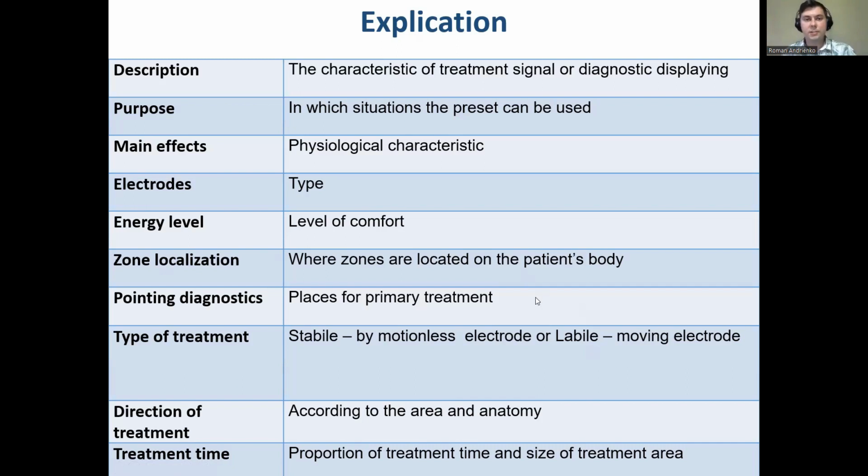So easy to understand. And there will be a table with explanation of each single preset later on. So let's go straight into it.